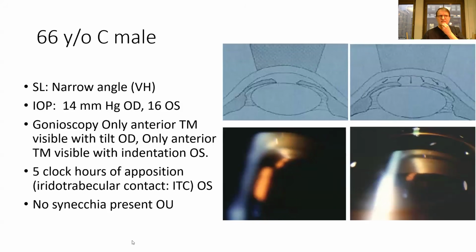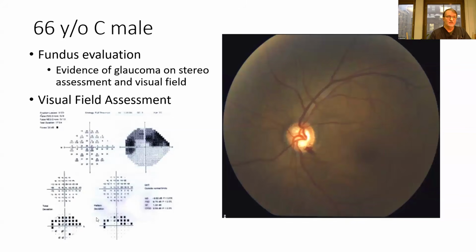He had a narrow angle on Van Herick, low IOPs at this time, 14 and 16. Gonioscopy showed only the trabecular meshwork on the right eye, and only trabecular meshwork visible with indentation on the left eye. There was also 5 clock hours of apposition, or what we'll call iridotrabecular contact, and I abbreviate that ITC, in the left eye, and there were no synechiae present. Glaucoma evaluation is very clear that this left eye has glaucoma.